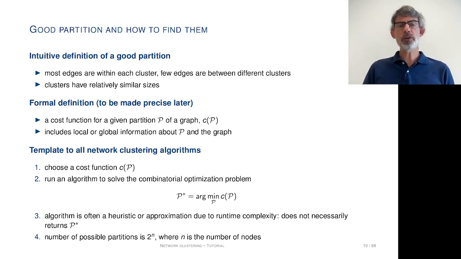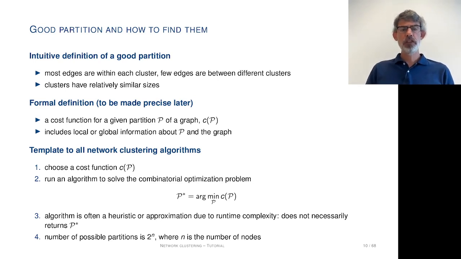Here's a formal definition, to be made precise later. Consider a cost function C(P) for a given partition P of a graph. C(P) measures the cost or the quality of a particular partition on the graph, and it can encode local or global information concerning the cluster, the partition, and the graph itself. Using this cost function, we can define a template for all network clustering algorithms.